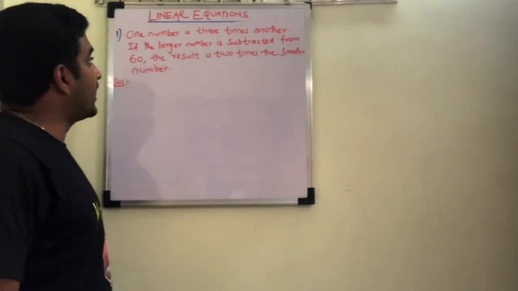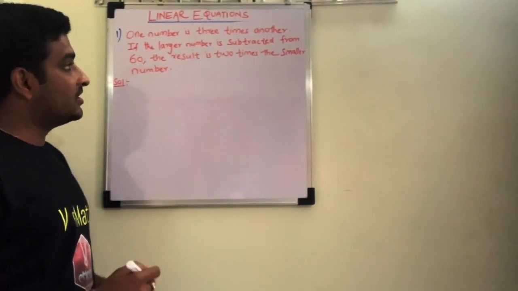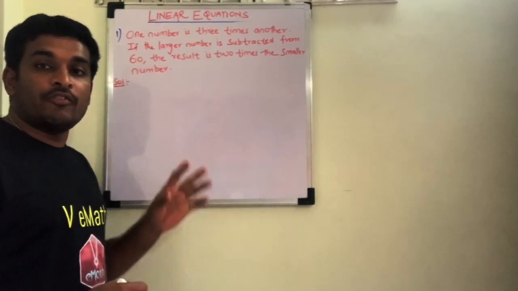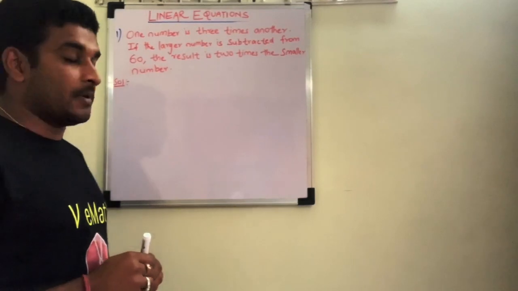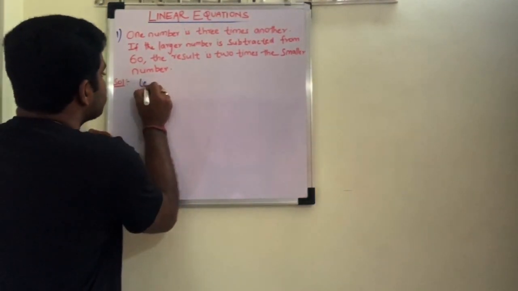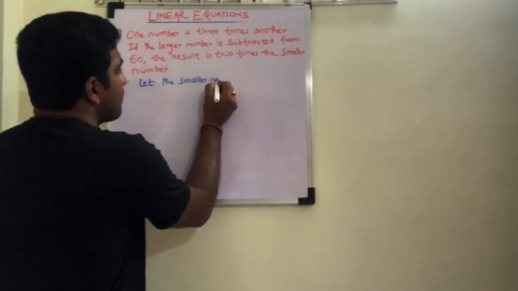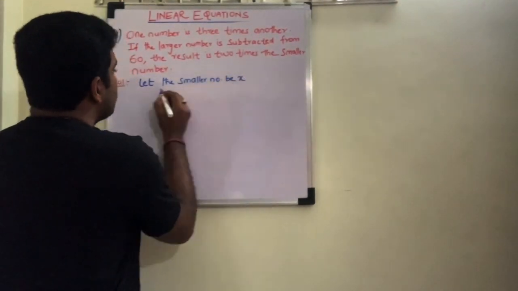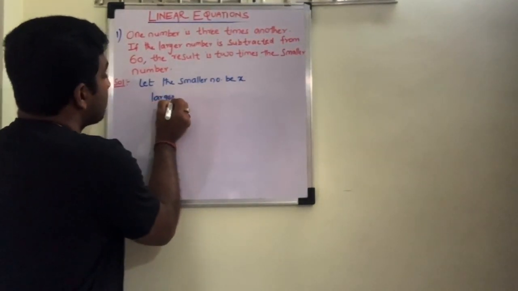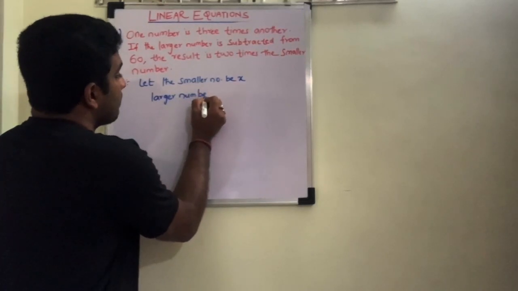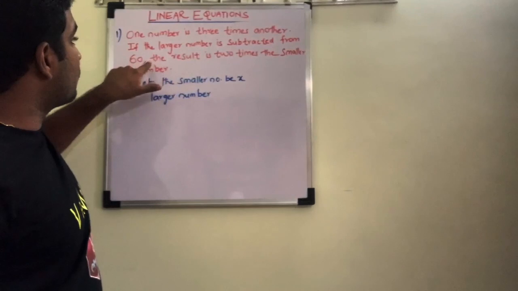One number is 3 times another. If the larger number is subtracted from 60, the result is 2 times the smaller number. Now here we don't know the numbers, meaning we don't know the smaller number and the larger number. Now we will take, let the smaller number be x. Then coming to the larger number, here in the question it is given as the larger number is subtracted from 60.